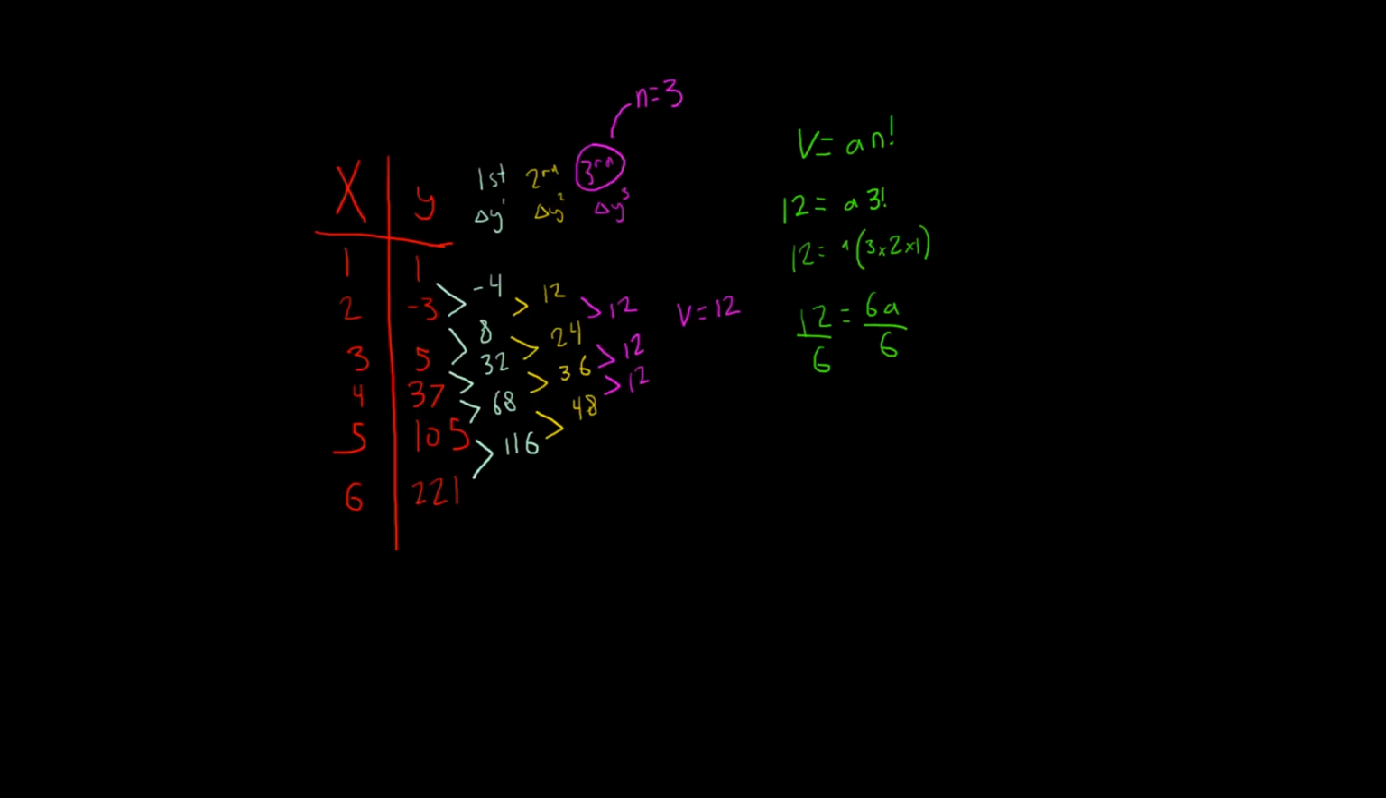So 12 divided by 6 simplifies down to 2. So the value of a is 2. So therefore, given this table of values, we know that the degree of the function is third degree, and the leading coefficient is positive 2.